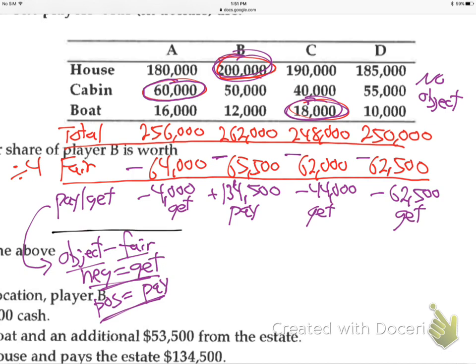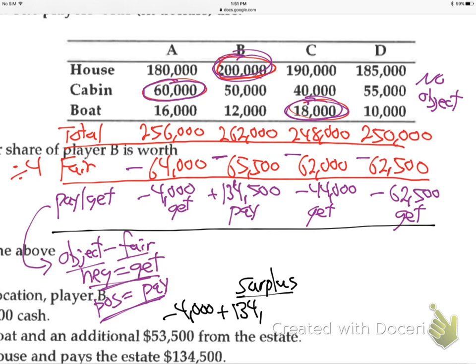And now, below that, we've got to calculate the surplus. How do you do the surplus? You just add up, just take your calculator, minus 4,000 plus 134,500 minus 44,000 minus 62,500. That's why I did the signs that way, to make it easy to do the surplus. That's like the extra money that'll be left over, the surplus. So minus 4,000 plus 134.5 minus 44,000 minus 62,500. Somebody got that? No? Okay, I can do it.